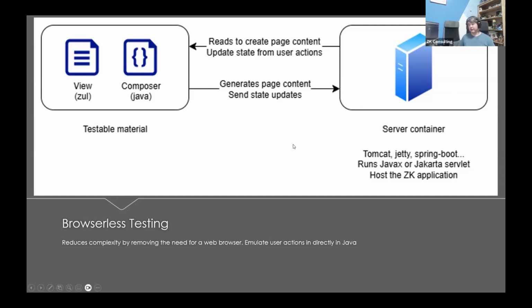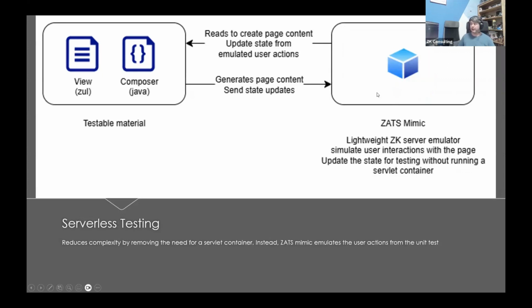So second step, we remove the server and we only keep our ZUL file and our composer. However, a ZUL file and a composer does not make an application. So we still need a piece of software to read the data from the ZUL file and from the composer, and to generate page states that we can then query in order to verify whether or not our page is working. And that's going to be ZATS Mimic.